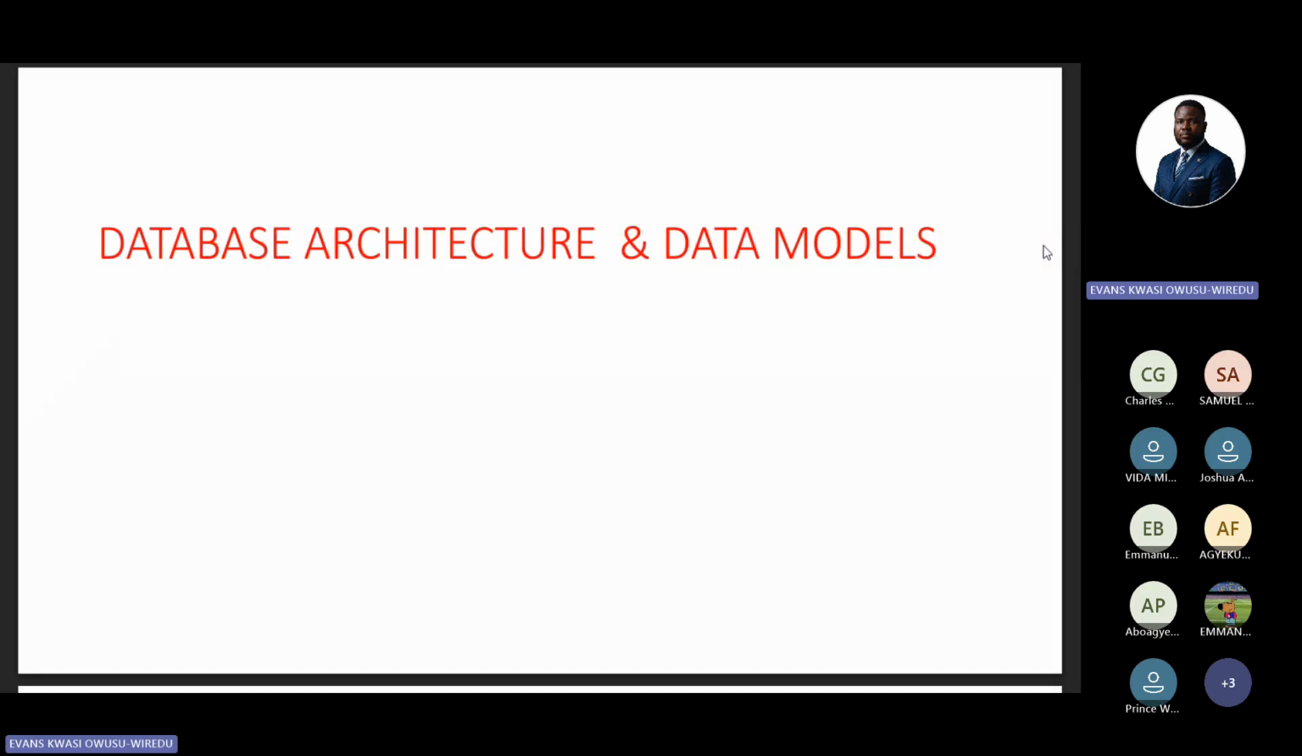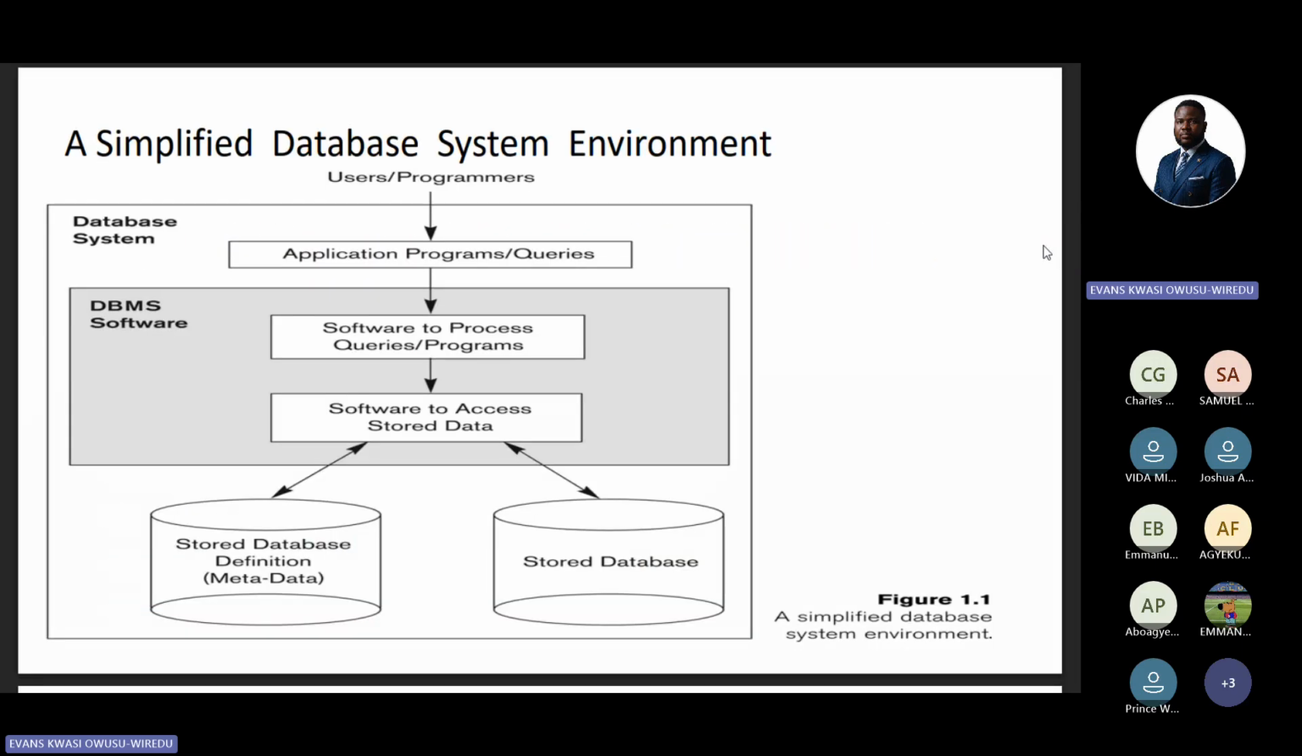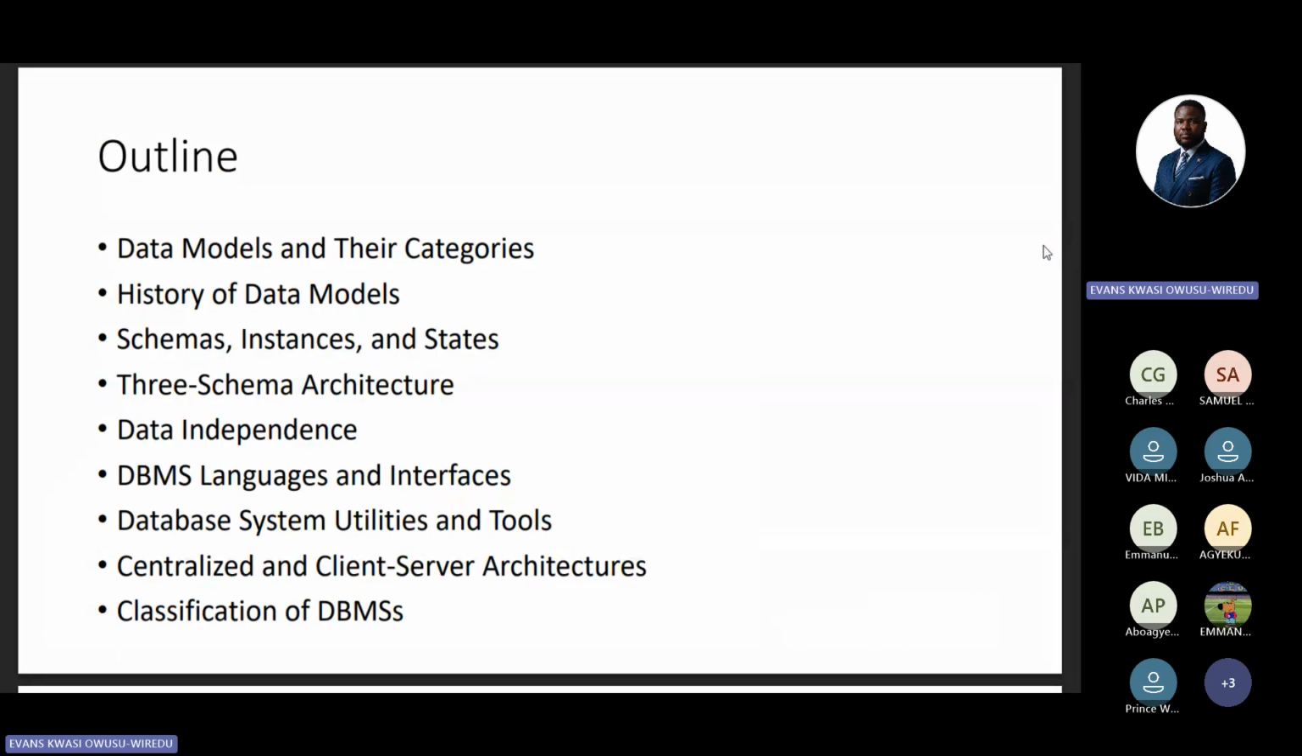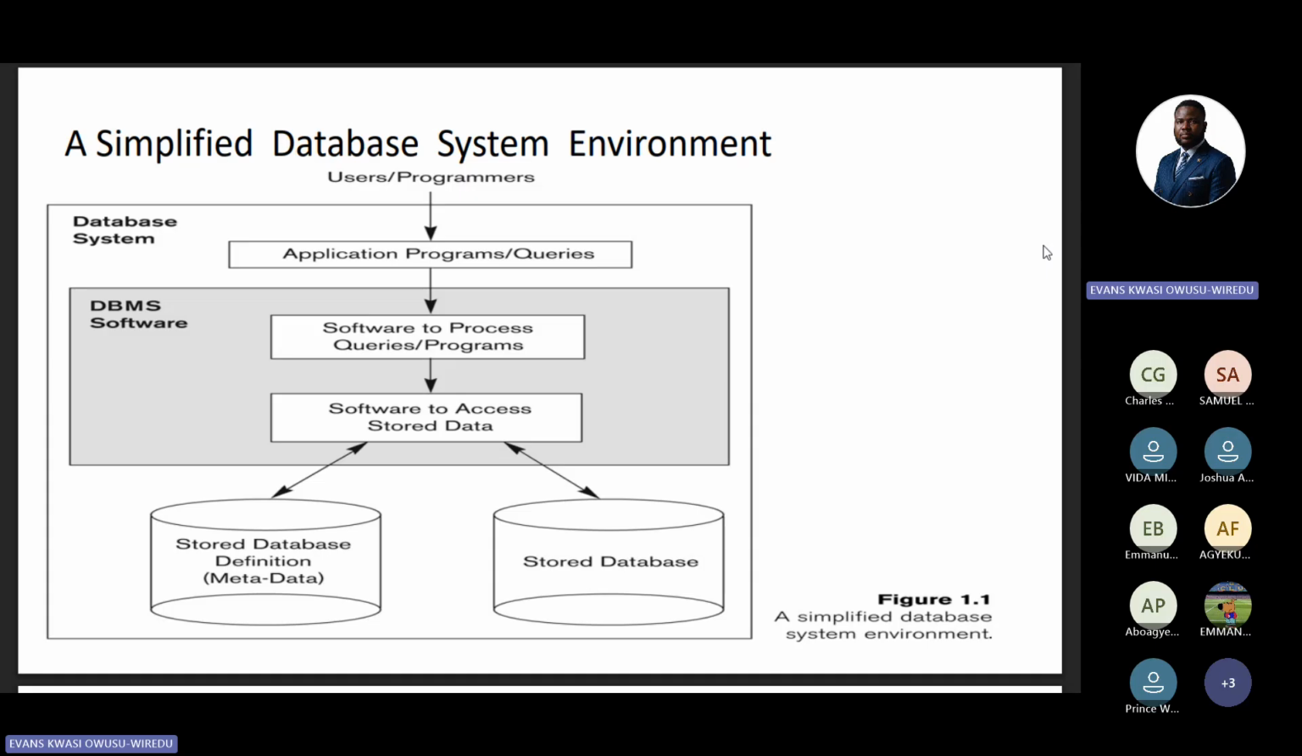This leads us to the beginning of a new topic: outline of data models and their categories, and the history of data models. We are going to treat that in our next lectures. Thank you all for being here tonight. See you all in our next session.